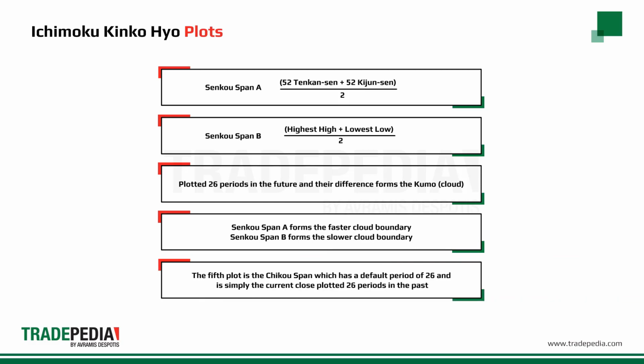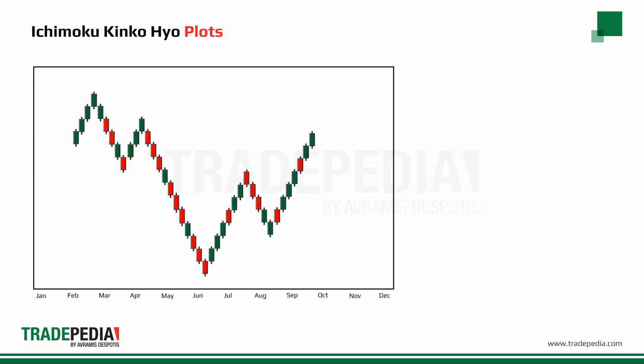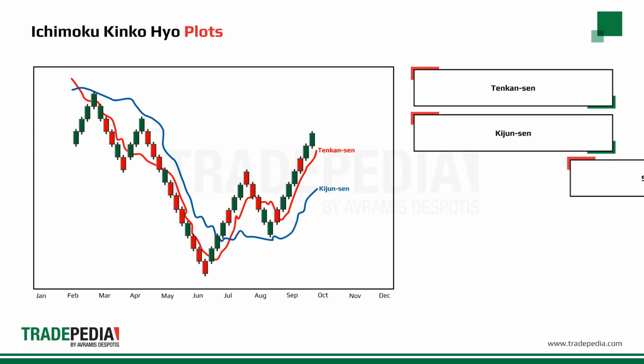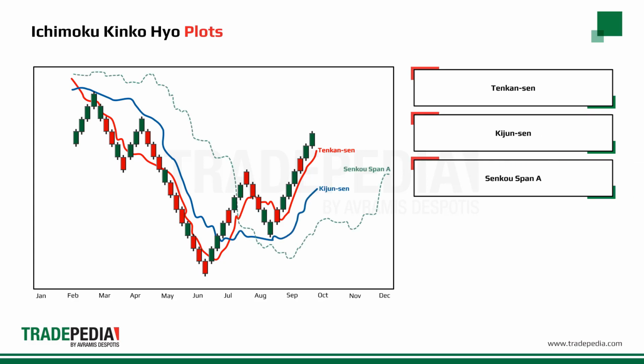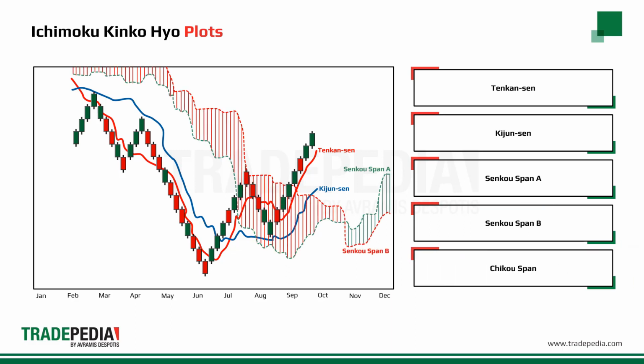The fifth plot is the Chikou span, which has a default period of 26 and is simply the current close plotted 26 periods in the past. Take a look at the plots on a chart. We have the Tenkan-sen, which is the closest to the price, and then we have the Kijun-sen. Senkou span A together with Senkou span B form the Kumo and is plotted 26 periods ahead of the last close. And the fifth plot is the Chikou span, plotted 26 periods behind the last close.